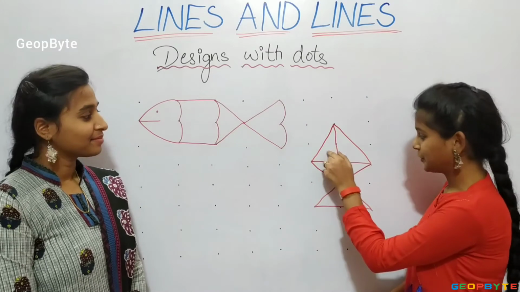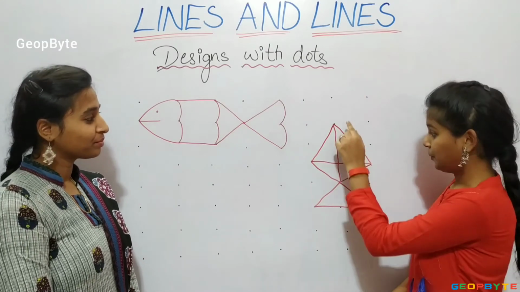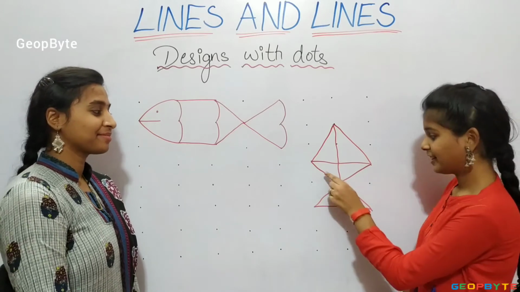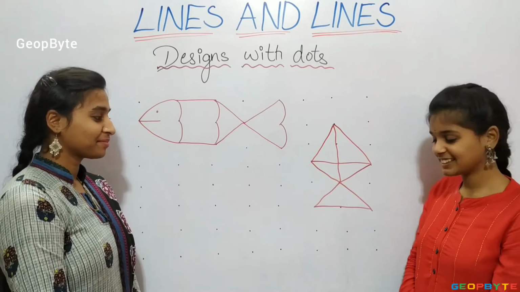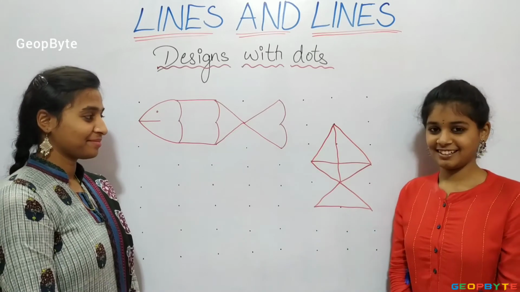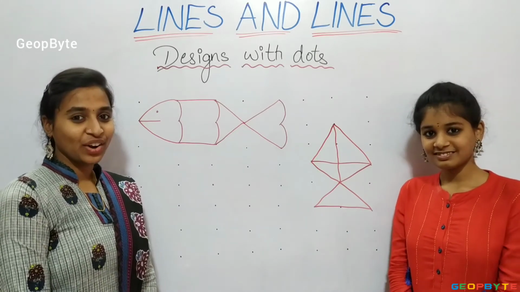There are two slanting lines, one standing line, one sleeping line, two slanting lines, two slanting lines, one sleeping line. Now let us draw Diya.